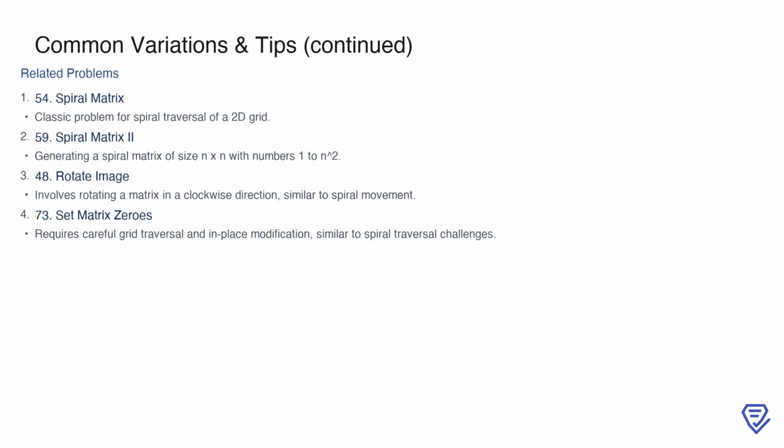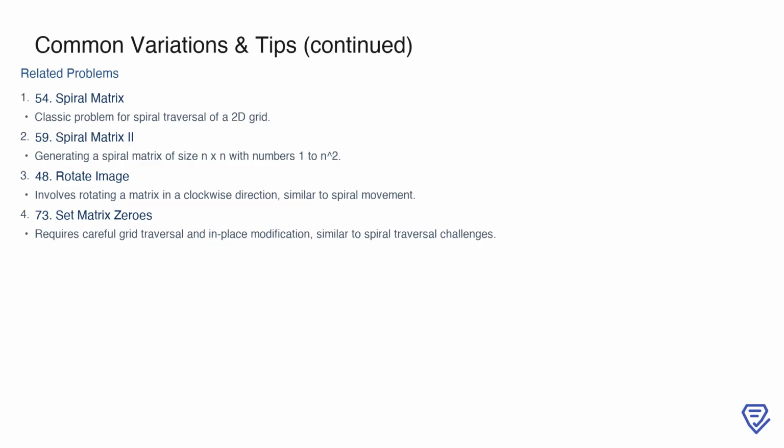Spiral traversal concepts appear in several related problems, making it valuable to recognize these connections. For example, problem 54, Spiral Matrix, is a classic example of traversing a 2D grid in a spiral order. Problem 59, Spiral Matrix II, involves generating a spiral matrix filled with sequential numbers, which builds on similar logic. Problem 48, Rotate Image, requires rotating a matrix clockwise, which shares similarities with spiral movement.